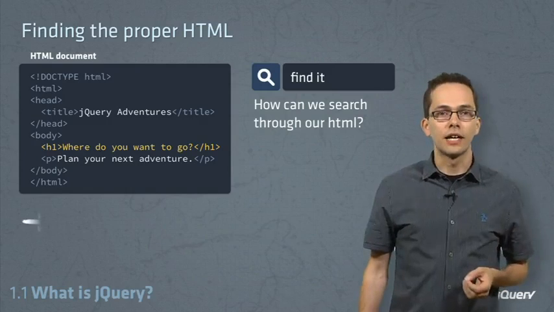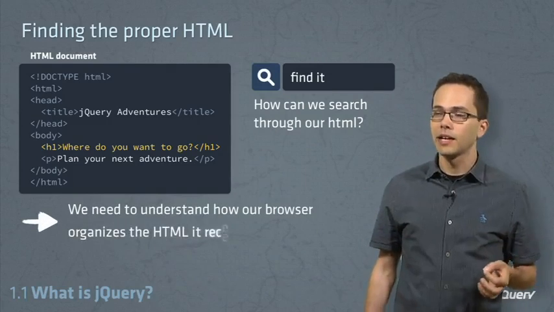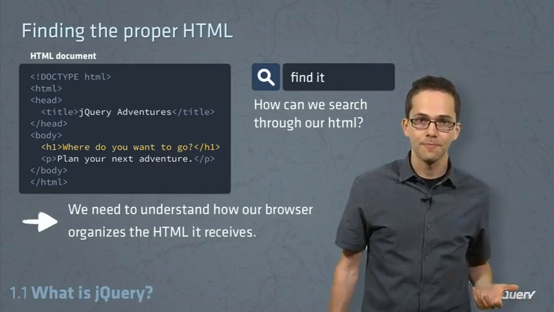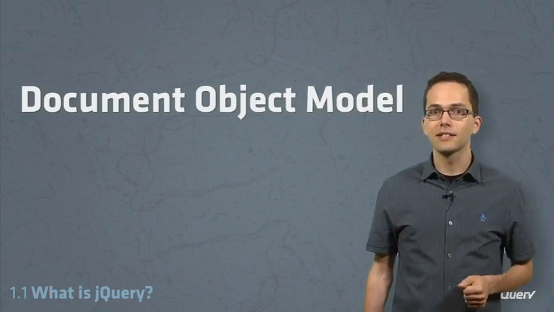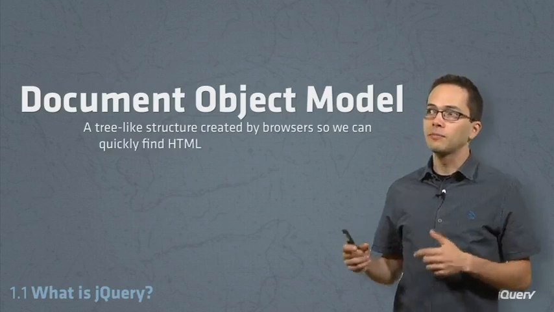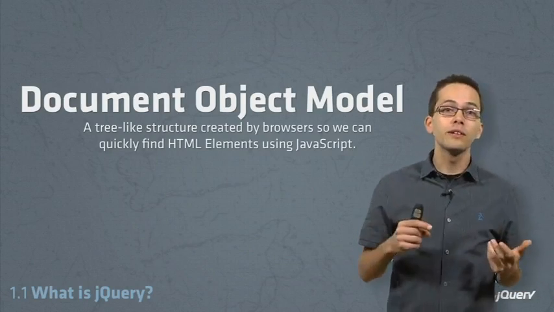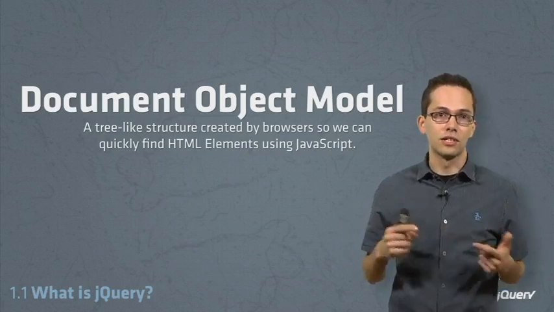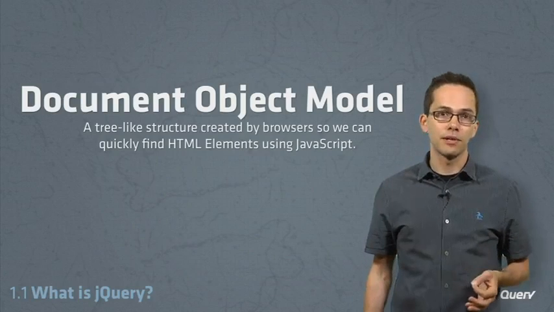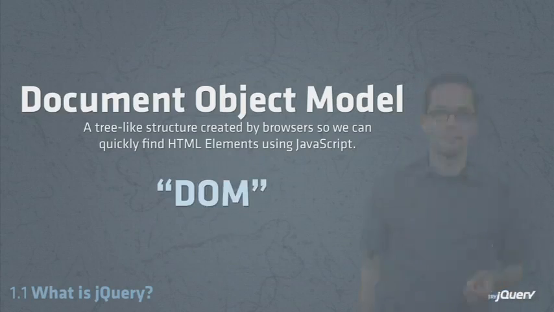Well, in order to do that, we need to understand a little bit better how our browser organizes the HTML it receives. It does this in something called the Document Object Model. This is kind of a tree-like structure created by browsers so we can quickly find HTML elements using JavaScript. In this tutorial, we'll refer to the Document Object Model as the DOM.